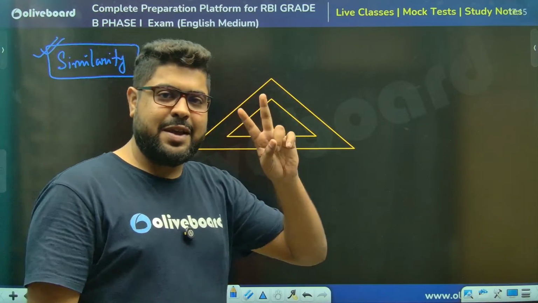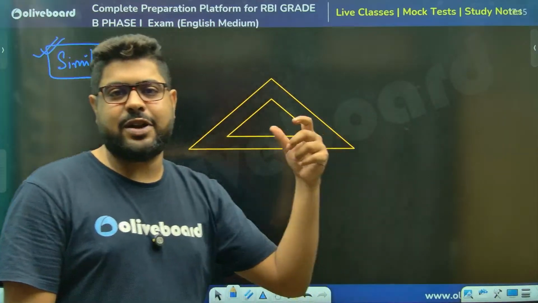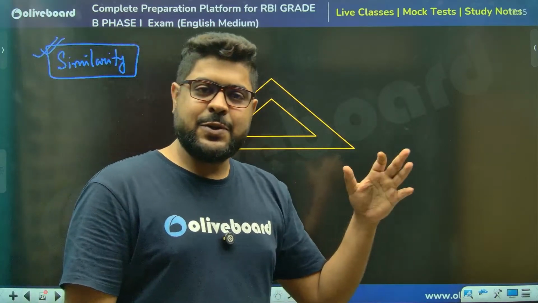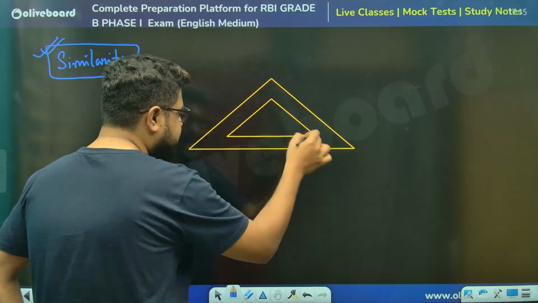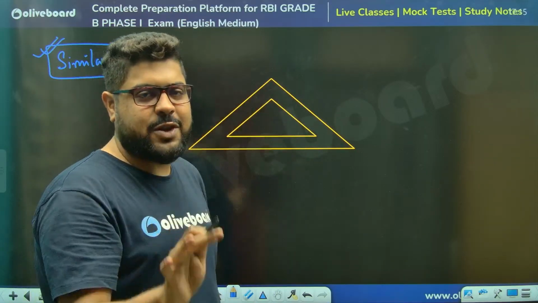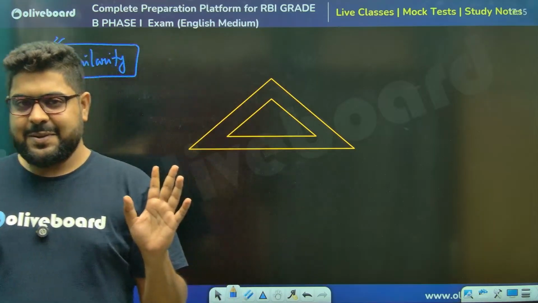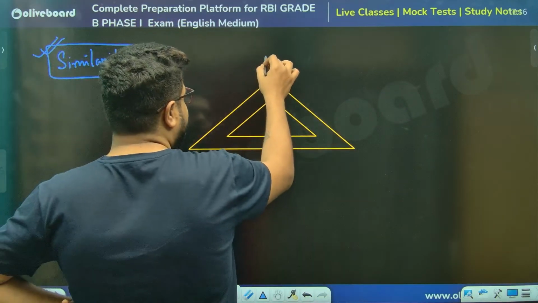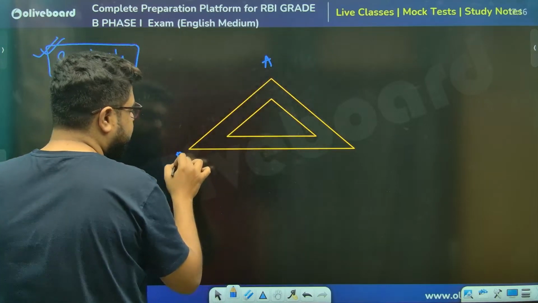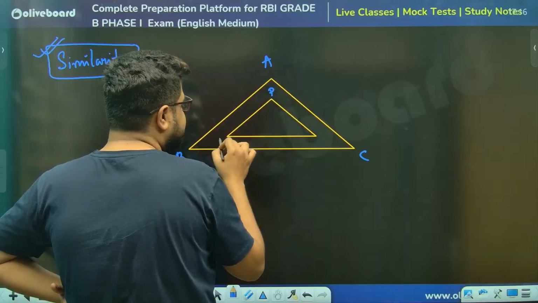You guys remember there used to be two set squares. One is 30, 60, 90. One is 45, 45, 90. So here in this set square, the middle part was generally most of the time cut. So if we now consider these two as two different triangles, A, B, and C, and say I'm saying this is P, Q, and R.